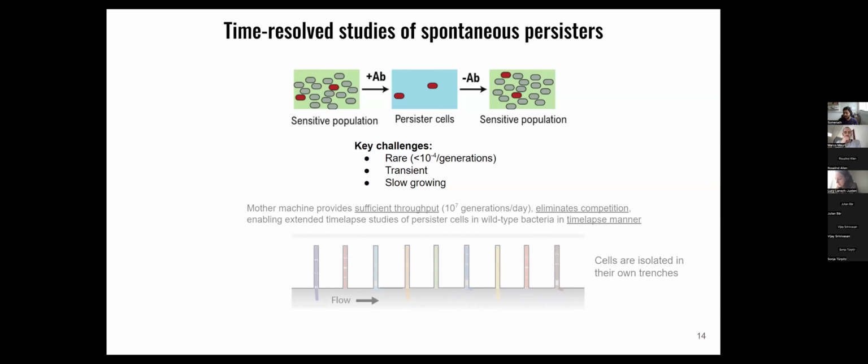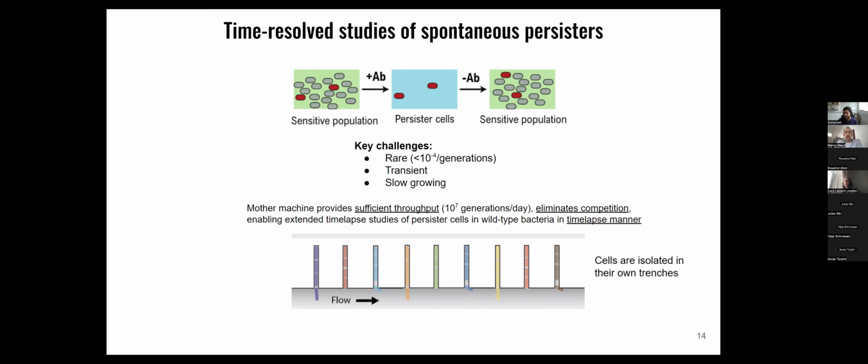Now, this is where the microfluidic device mother machine provides a really massive advantage. First of all, we have the throughput to be able to detect such events because we can look at 10 to the power 7 generations per day. So such rare events, we can still get hundreds of events per day to get enough data for good statistics. Mother machine also eliminates competition, which means that if in one trench a persister appears, it is not affected by the fast growers in the other trenches. So we can have extended studies of how cells enter persistent states and then how they exit those states.